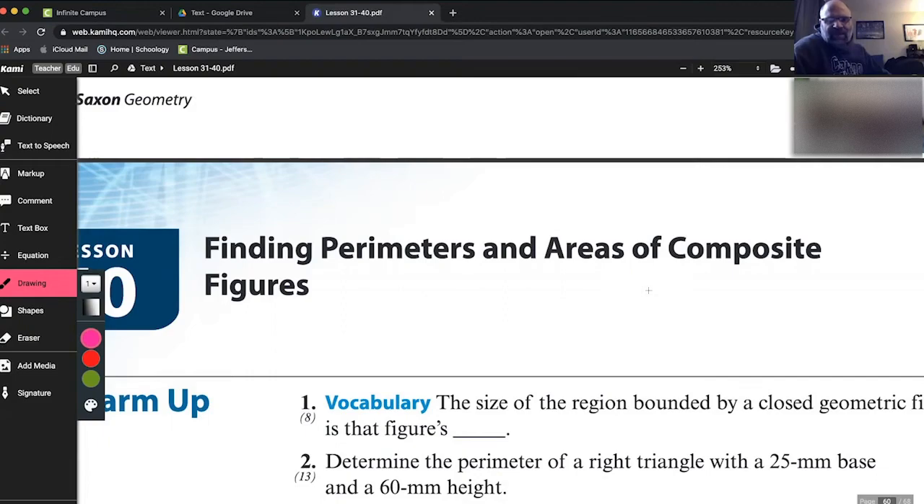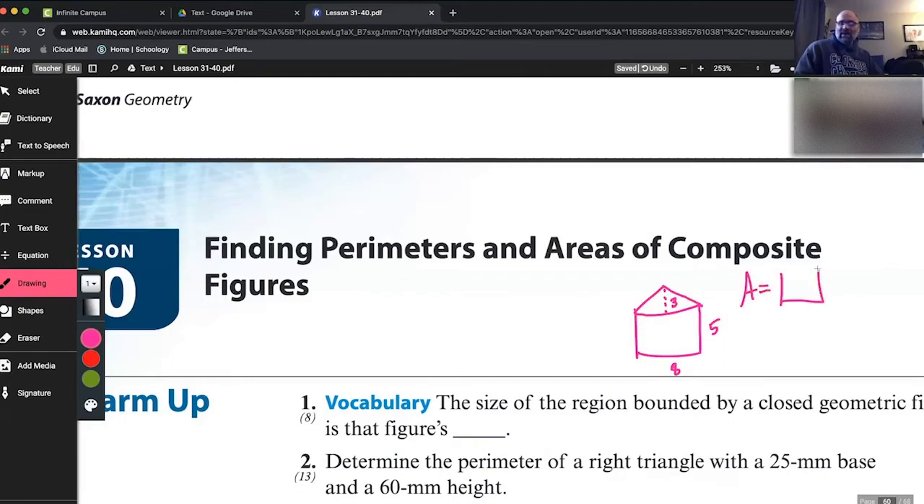But areas of composite figures. Composite figures are just different figures stuck together. So a composite figure is something like this. You guys remember finding the area of things like this? Okay, so you can find the area of the rectangle and then find the area of the triangle and add them together. So that's just 40 plus 12, which is 52 square units.